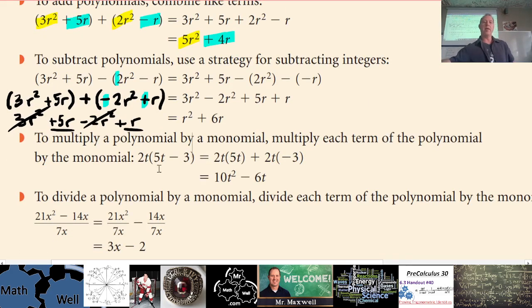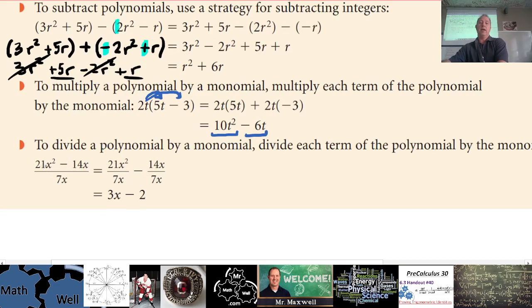Multiplying. Okay, so if we have a monomial times a binomial or a trinomial or anything more than one term, then you would take this number and you would distribute the multiplication in. So 2t times 5t is 10t squared. Make sure you add the exponents for variables when you multiply. 2t times negative 3 would be minus 6t. So you have to distribute. You have to multiply the first one by everything that's inside the brackets and then write that product as separate terms there.